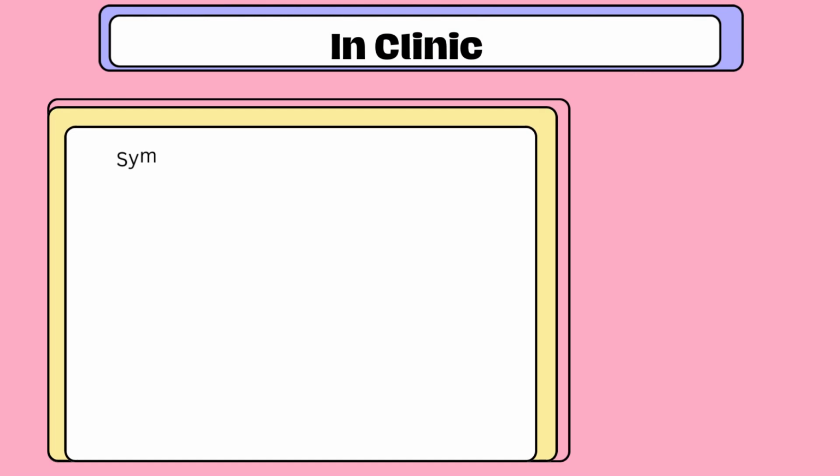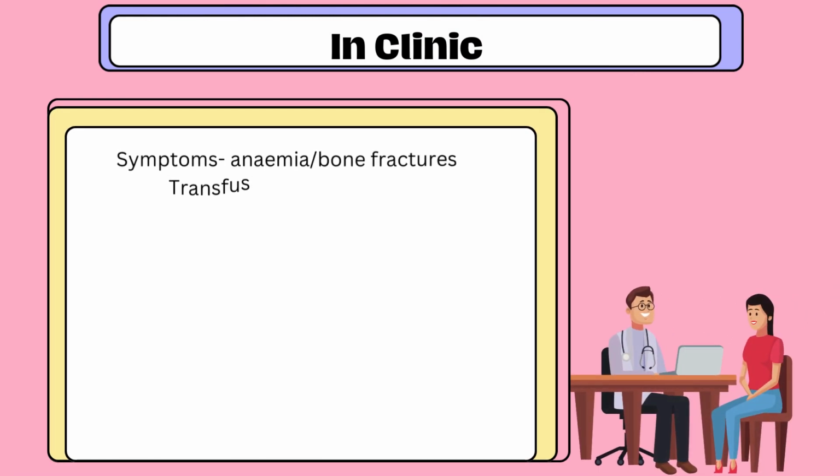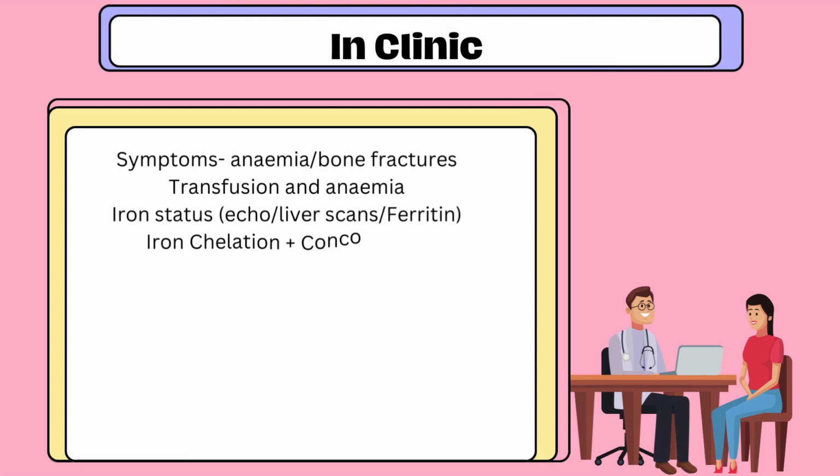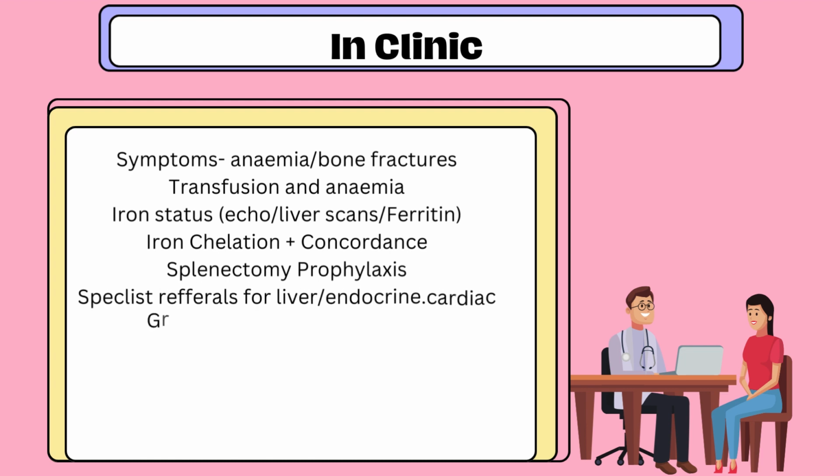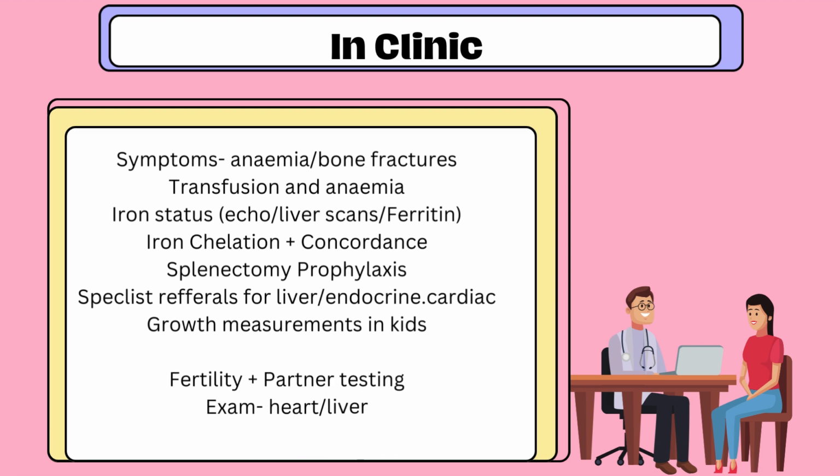So in clinic, the kind of things we need to think about is evaluating symptoms of anemia, bony pain for fractures, and hypersplenism, as well as looking at their iron status. You can do this with ferritin, the specific liver scans to look at the iron weight in grams per dry weight, as well as an echocardiogram looking at cardiac function. You might need to do specialist referrals for liver, endocrine, or cardiac specialities, especially for a T2 weighted MRI prior to pregnancy. Growth measurements need to be done in pediatrics, and preconception planning needs to be done in adults.